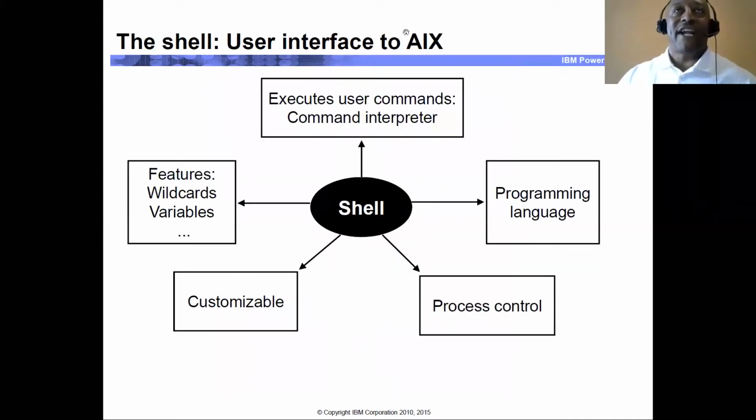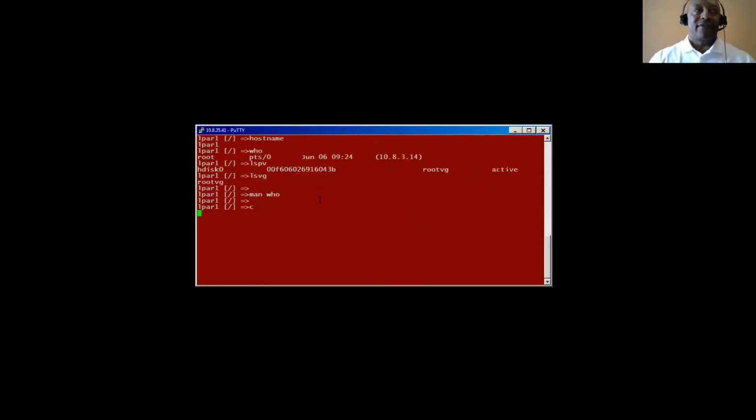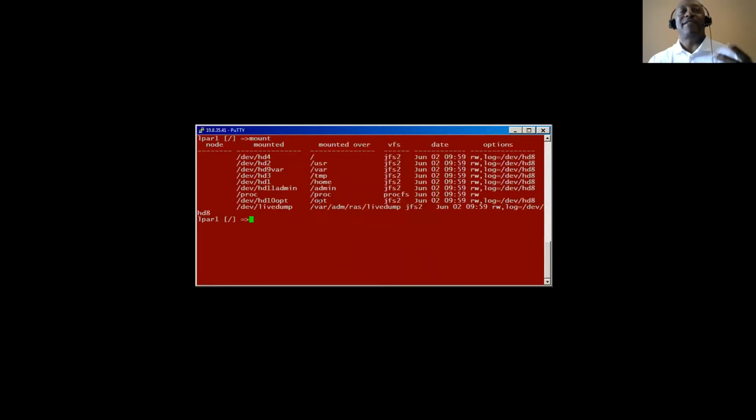Let me go back to a share. And since we mentioned file system, we'll go to a new share. I mentioned that one of the commands that you can use to display the mounted file systems is the mount command. And this displays for me my mounted file systems.